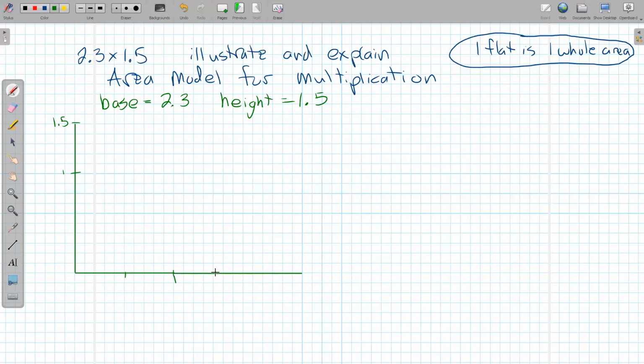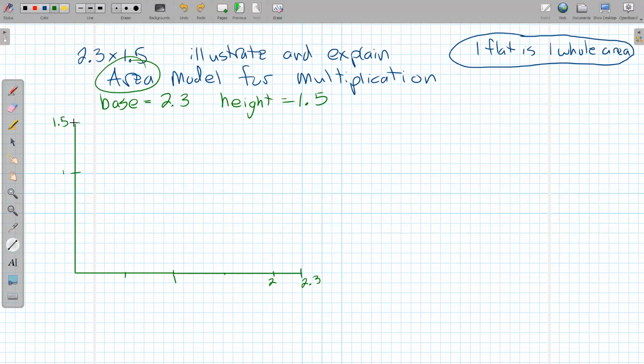1, 2, 3, 4, 5. And sometimes I mark off my 5s in case I lose count. 6, 7, 8, 9, 10. There's nothing wrong with marking off every one. So there's 1, there's 2. So then right here would be 2.3. So in order to make your area work, you have to accurately know how far is 2 3/10, how far is 1 5/10. So first stage one is just saying, okay, oops, here's my rectangle.